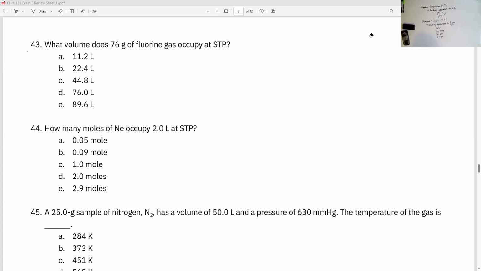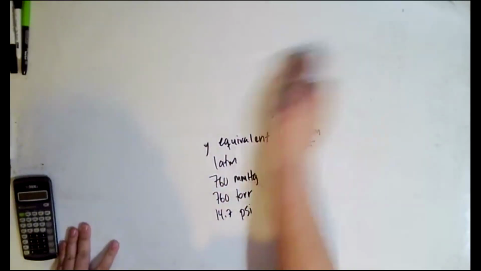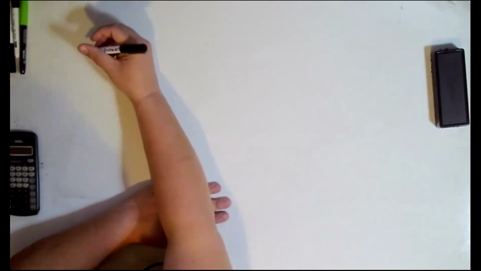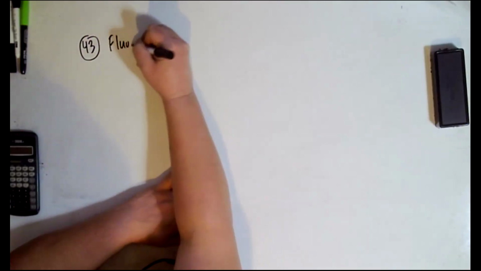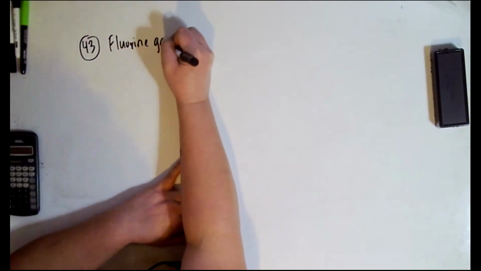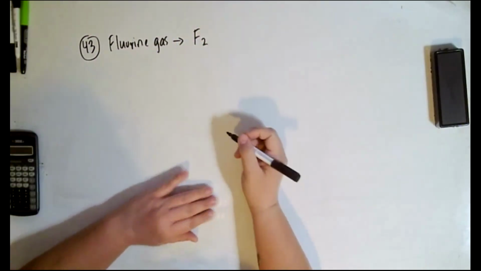So first things first, question number 43. I guess for starters, for question number 43, you have to be aware of what the formula of fluorine gas is. We're at the point in the semester where they are not going to always tell you the chemical formulas of the substances that they're mentioning because some of them you're expected to know at this point. Fluorine gas has a chemical formula of F2. It's a diatomic element.